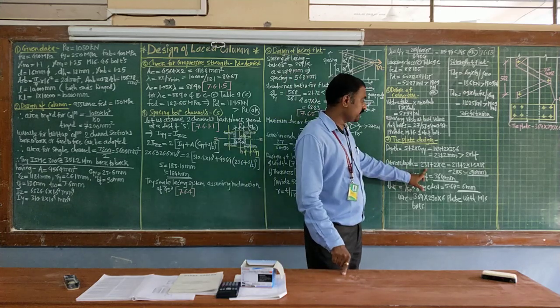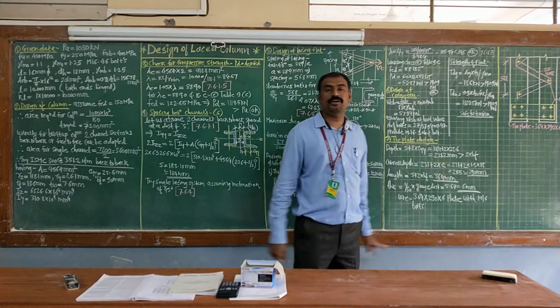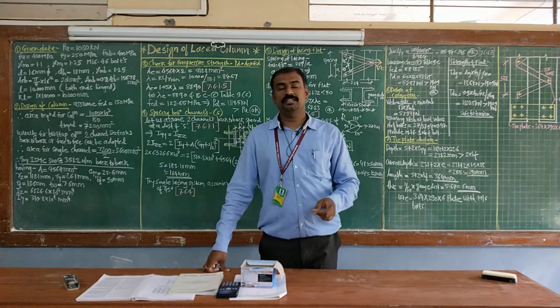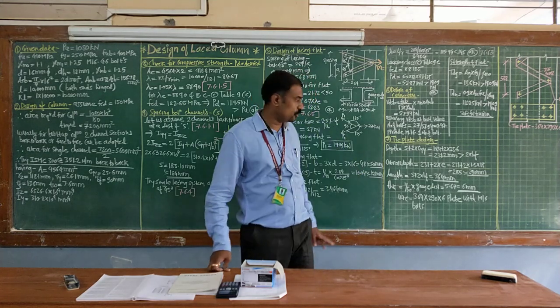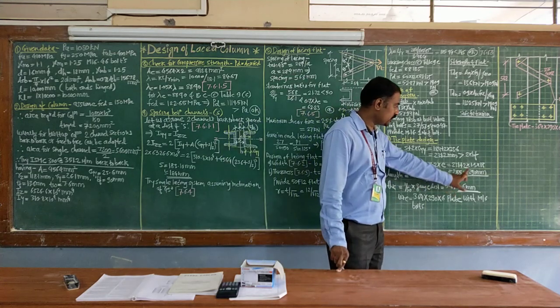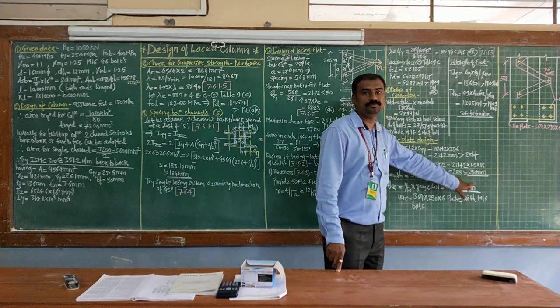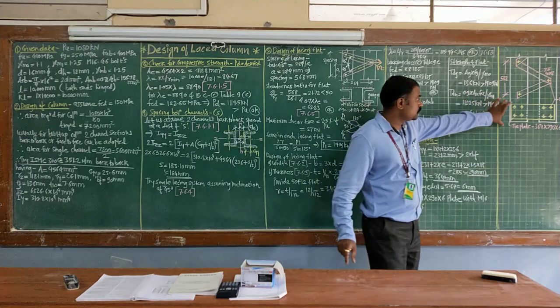Then again the overall distance by considering the edge distance. So the calculated value plus 2 into edge distance. Now the edge distance is 1.5 times your diameter of hole or 1.7 times the diameter of hole. So it will be equal to 285, round figure it to 290 mm. Now the calculated depth is 290.